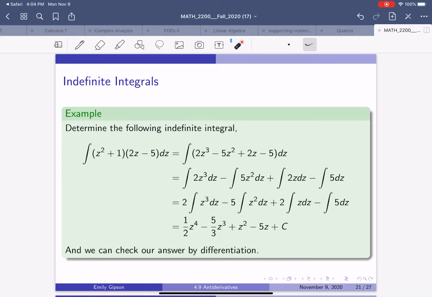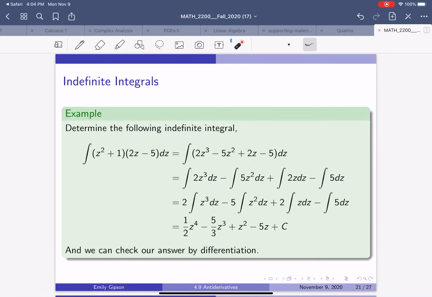Then I just perform using my power rule, and I make sure to keep everything going. So my final answer is 1/2 z to the 4th minus 5/3 z cubed plus z squared minus 5z plus c. And we can check our answer by differentiation. If I differentiate this bad boy, I better get this bad boy back.